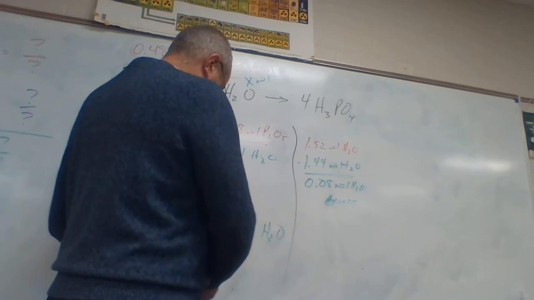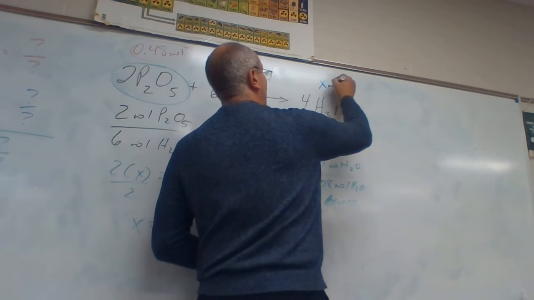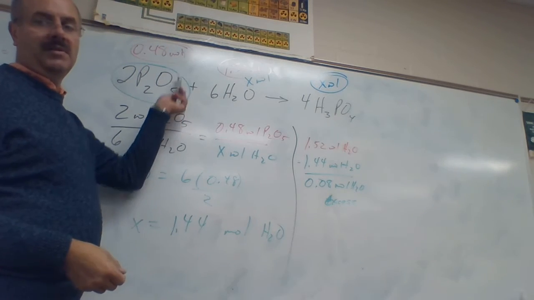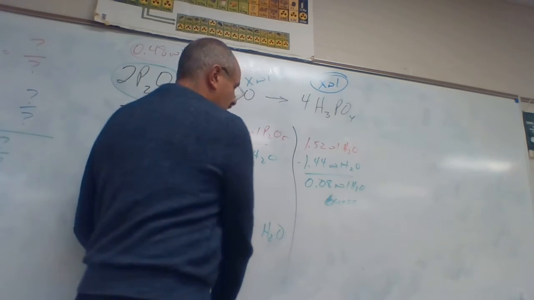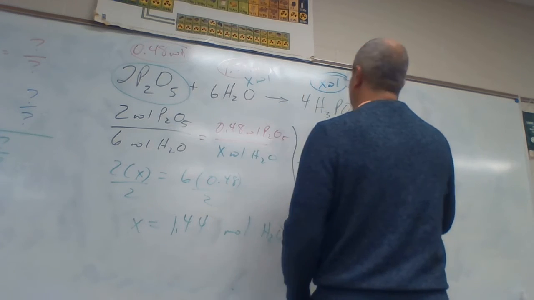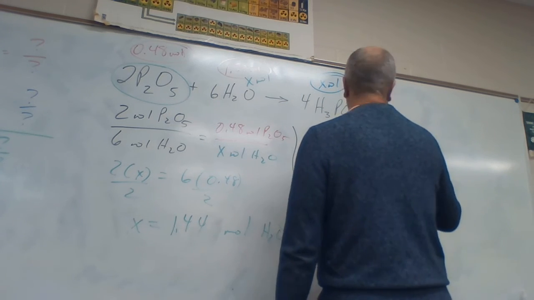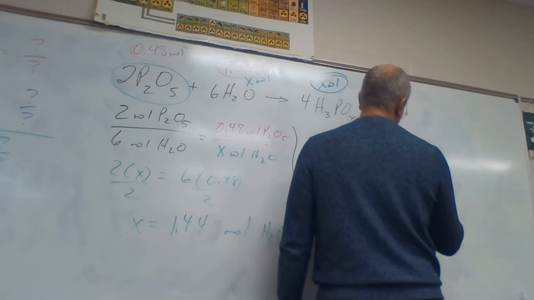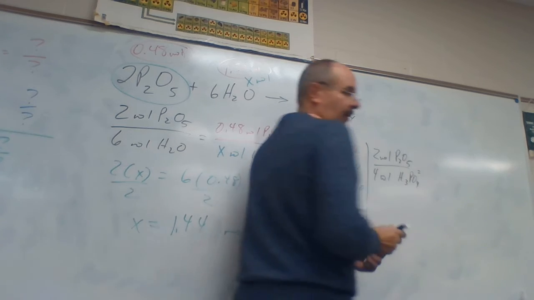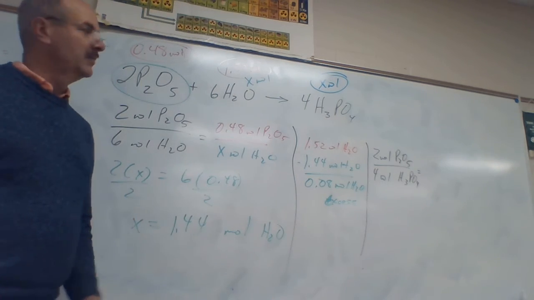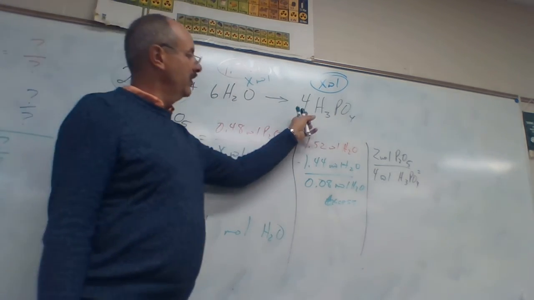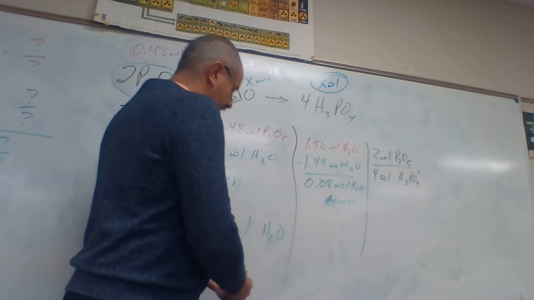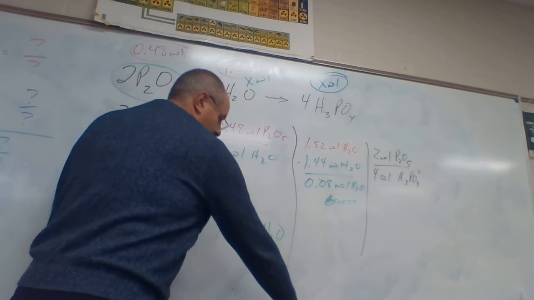All right, now we go on to the last part, which is to find out how many moles of my product I'm going to make. And again, we've got to use the number of the limiting reagent. So we're going to use that 2 moles of P2O5 will combine to make 4 moles of H3PO4. I know I'm standing in front of it, I'll move out of the way. So again, we're using 2 moles of this guy, we'll make 4 moles of this guy. That's what I have, 2 over 4.